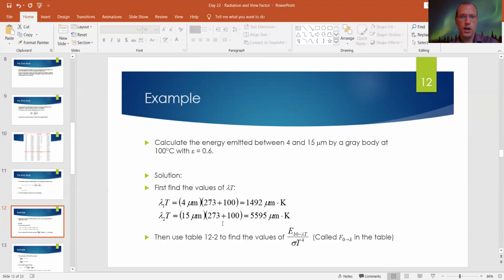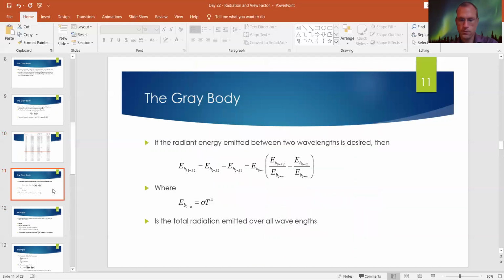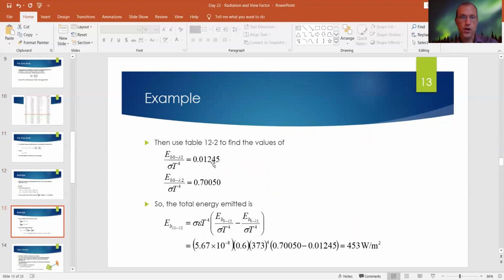So I go back to that table and look up 1492. 1492 is almost halfway between 1400 and 1600, not quite. So you're going to have to interpolate this. So almost halfway between 0.0779 and 0.0197 something. So that's roughly 0.012. I actually did the proper interpolation in the question, but looking here between the two values, roughly 0.012 or 13, somewhere in that area. It's halfway between there. So proper interpolation gives me 0.01245.